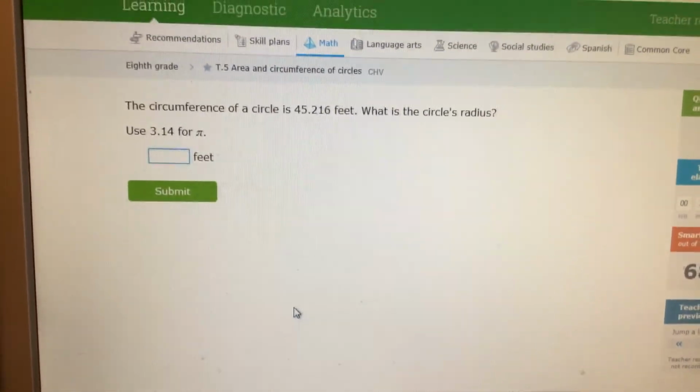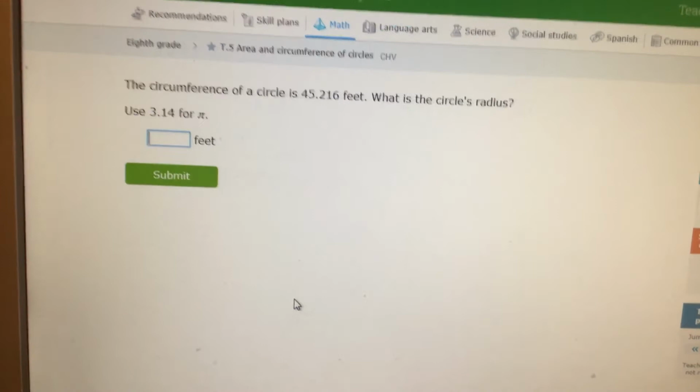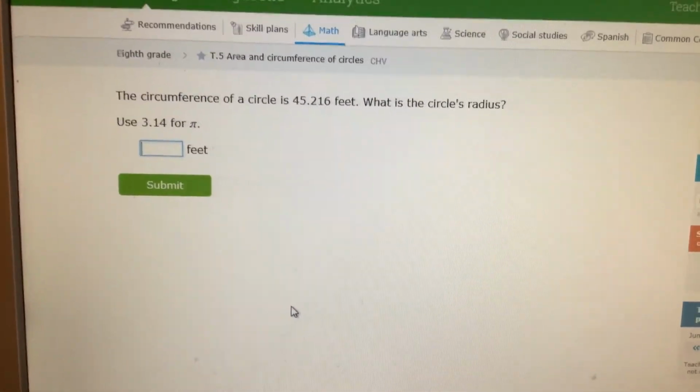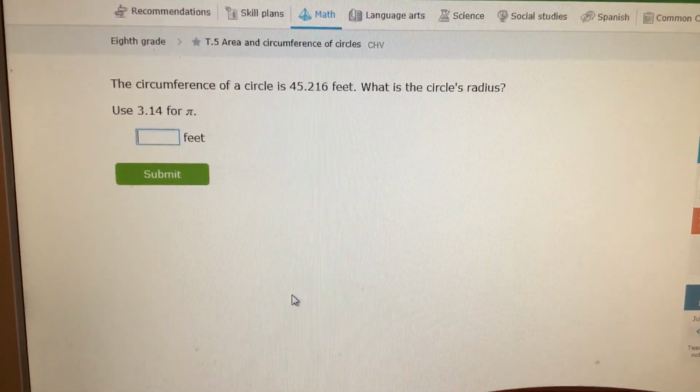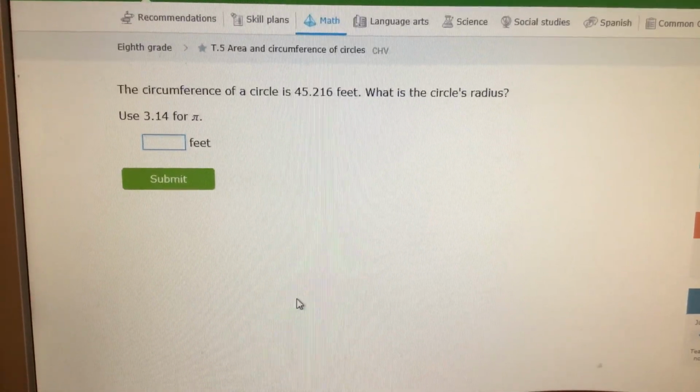Okay, all of these are the exact same way. If they give you the circumference or they give you the area, you're going to be dividing by pi, and then you're going to find either your radius or your diameter.